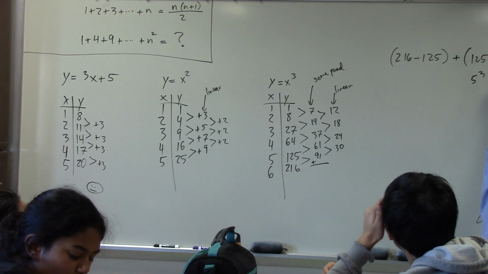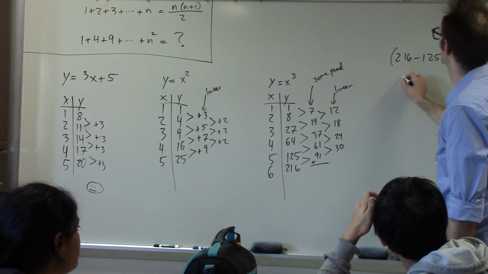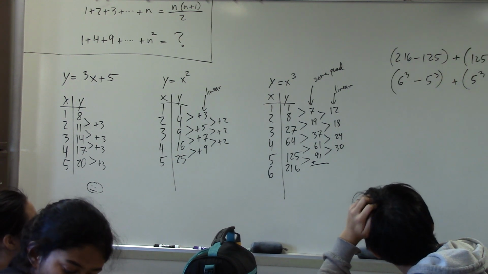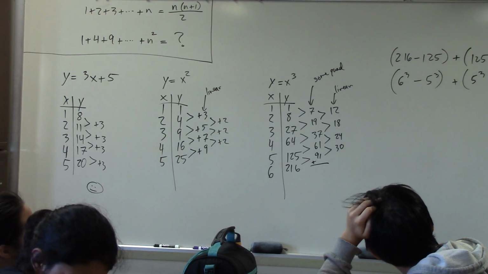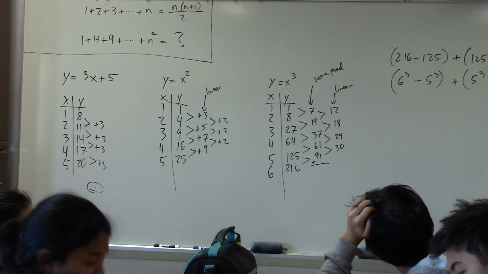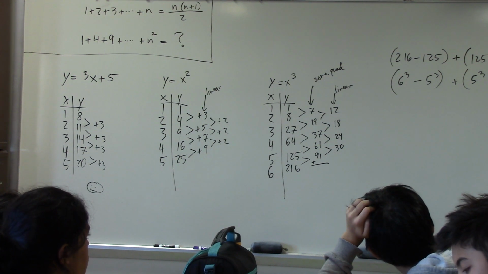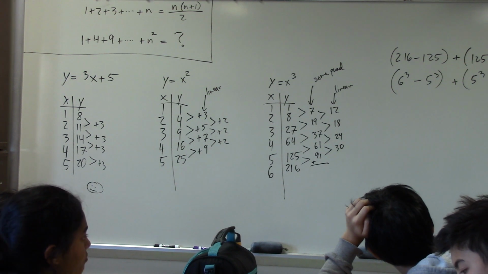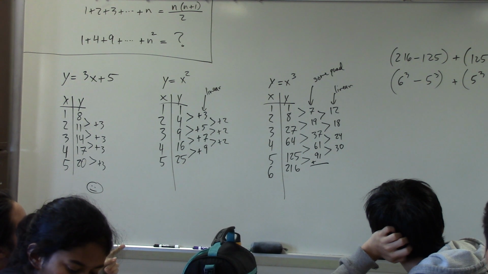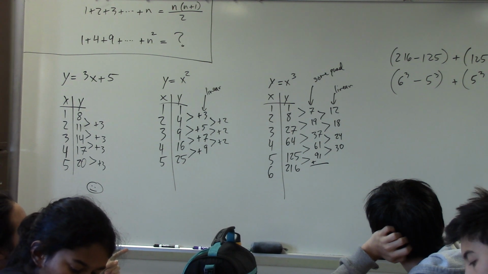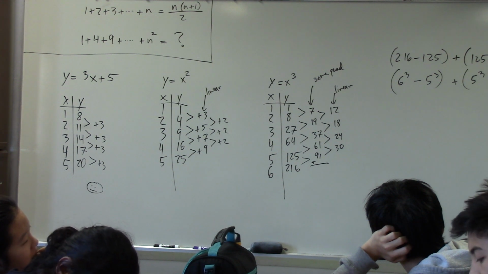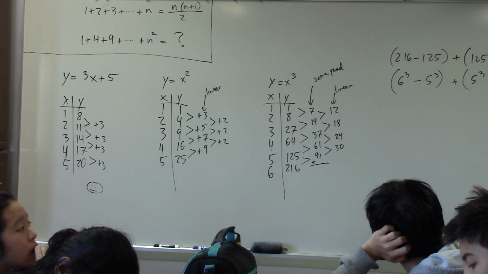So if this is 5 cubed minus 4 cubed, then this is 6 cubed minus 5 cubed. Okay, and then what's next? 64 minus 27, that's 4 cubed minus 3 cubed. And this is getting boring now. 27 minus 8 plus 8 minus 1. And you could even go all the way out to 1 minus 0.